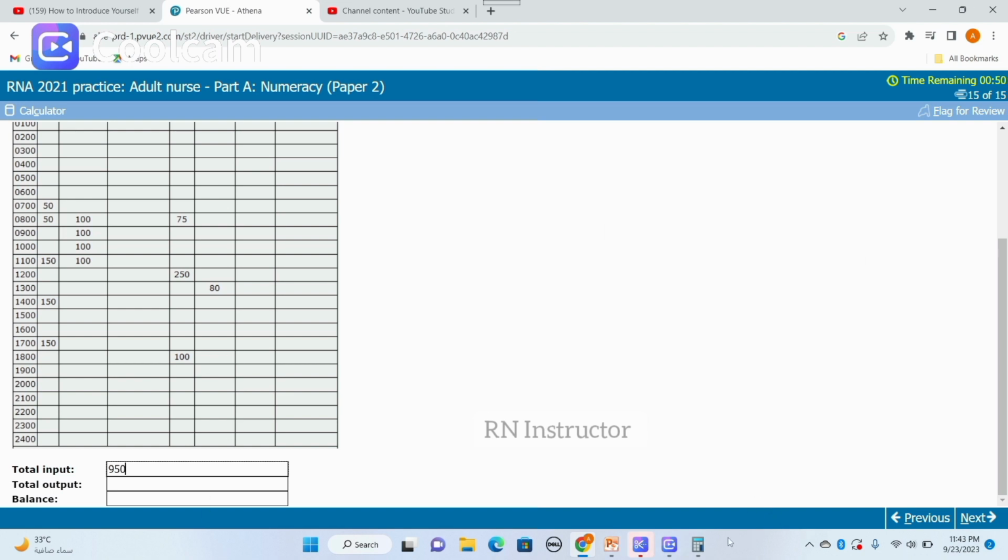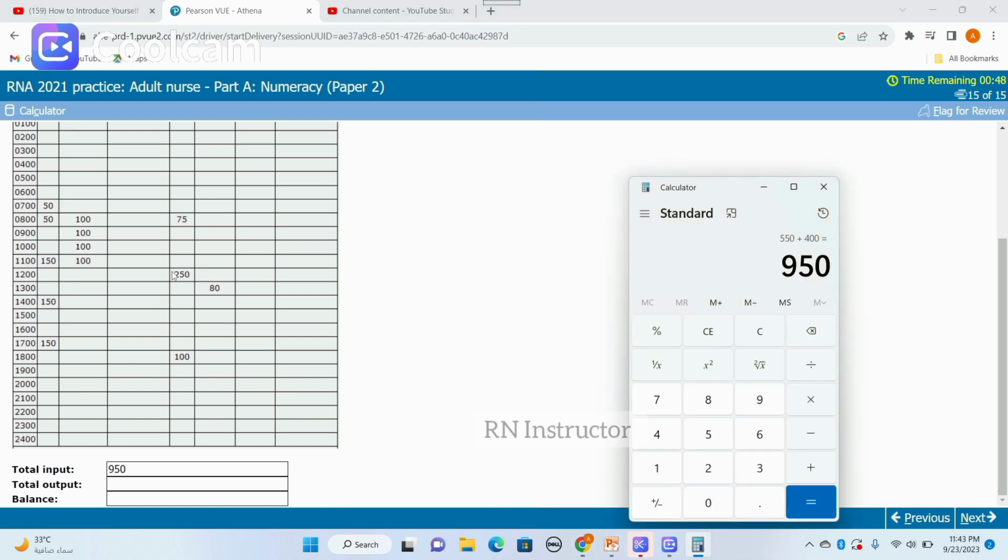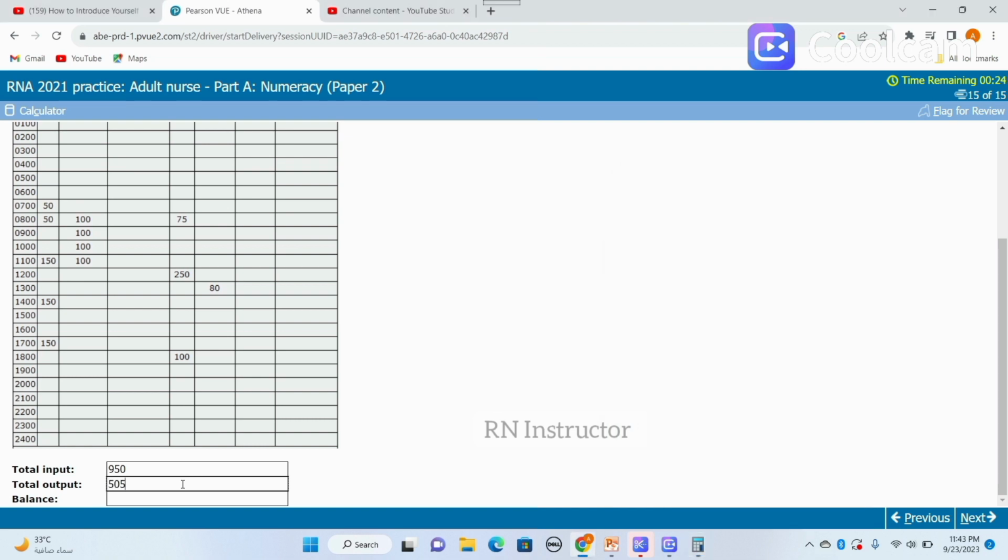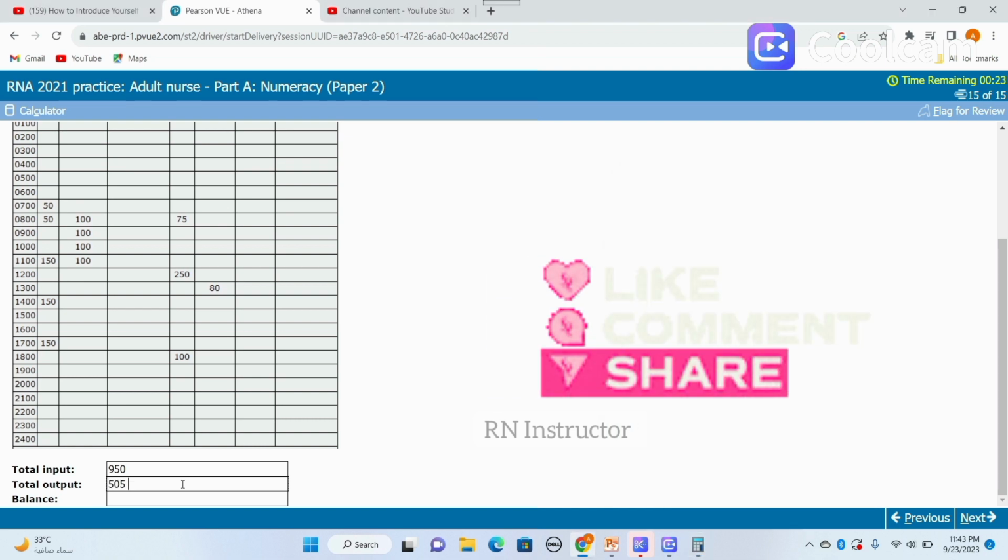And coming to the output, 200, 300, 350, 350 of output plus 75 ml. Then 80 also was the output from the patient. So here you got 505. So what might be the answer for this question? Please leave your answer in the comments below. Thank you so much.